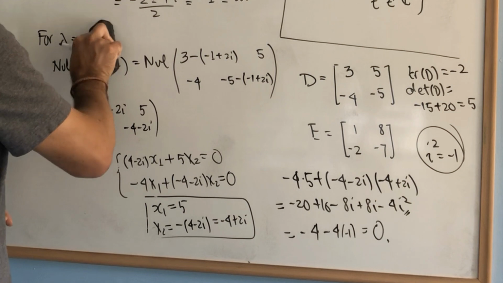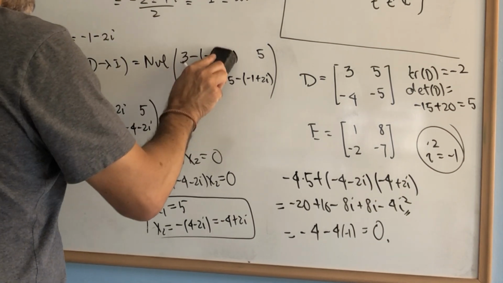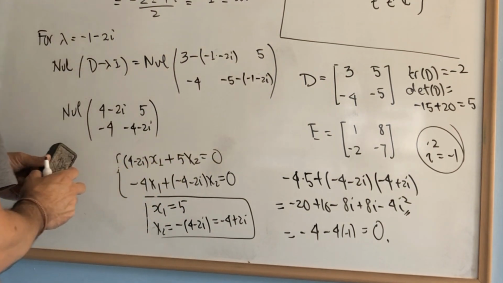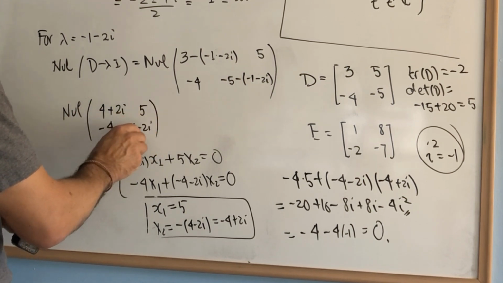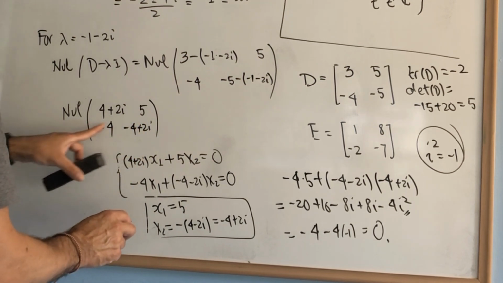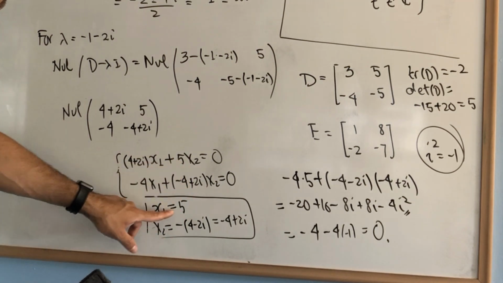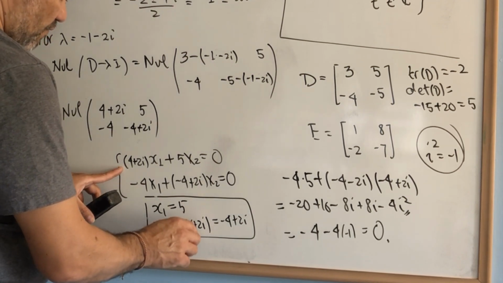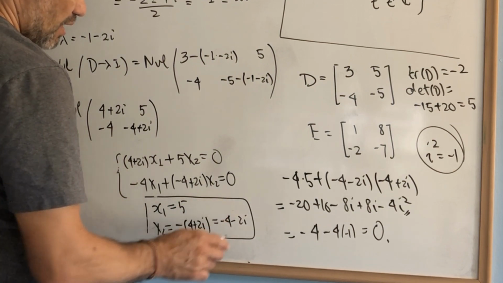If you have here minus 2i, then the only difference is that here you will have a negative, and then you will end up with the matrix here with a plus, and here 5, and here with a plus, and then you can pick x1 equal 5 and x2 equal negative 4 plus 2i, and then this is negative 4 minus 2i.